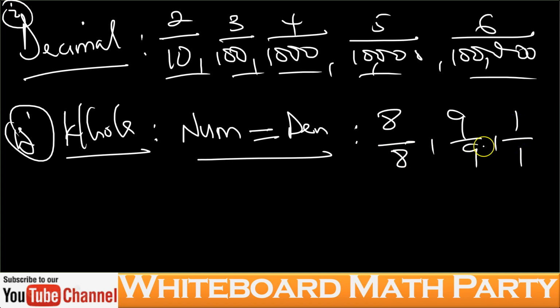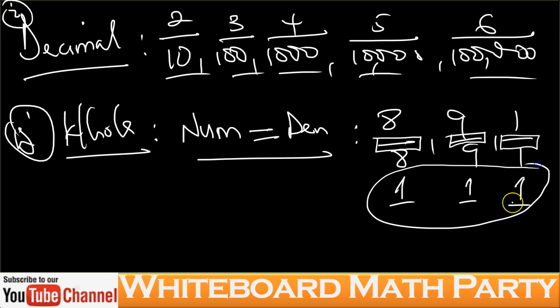You will notice that if I decide to simplify all these fractions, remembering the fact that this line here is the division line, all the fractions so far will give me 1 as my number. See, 8 divided by 8, for example, is 1. 9 divided by 9 is 1. 1 divided by 1 is 1. So a whole fraction is a fraction that is equal to 1. When you see a numerator and a denominator exactly the same thing, you know that this is a whole fraction.